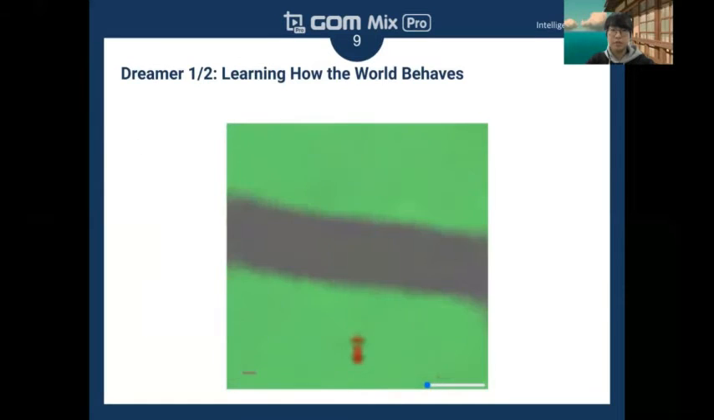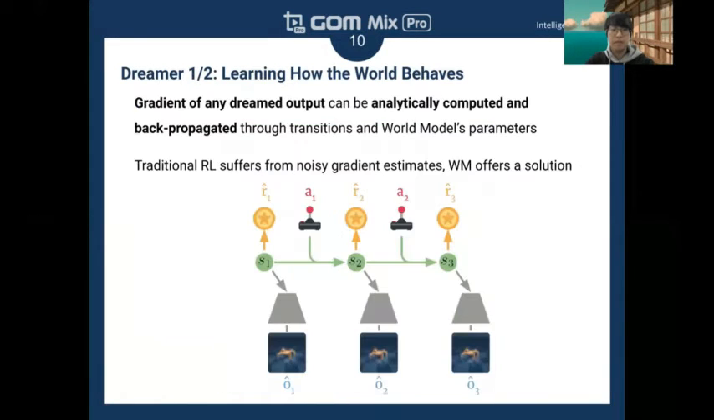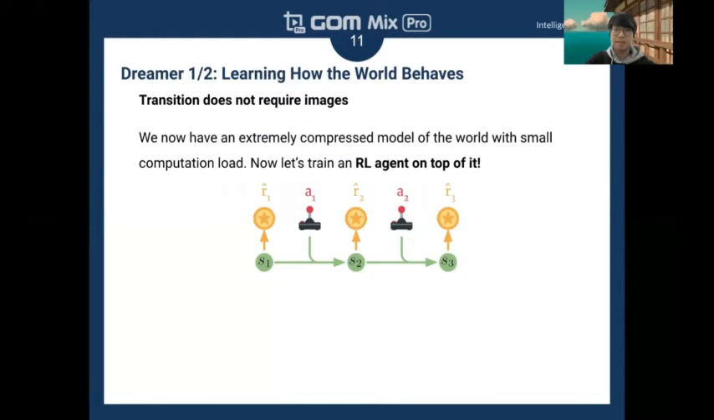So this video shows how the agent dreams within its own world model. Without seeing the actual tracks, the agent dreams about the tracks and driving. And observe that during a dream, every model output is determined only by the world model's parameters without any unknown factors interfering from the environment. And from that, the gradient of any dreamed output can be analytically computed and backpropagated through many transitions. And recall that in traditional RL, the noisy gradient estimates make a problem. The world model gives us a solution because analytic gradients generally have low variance.